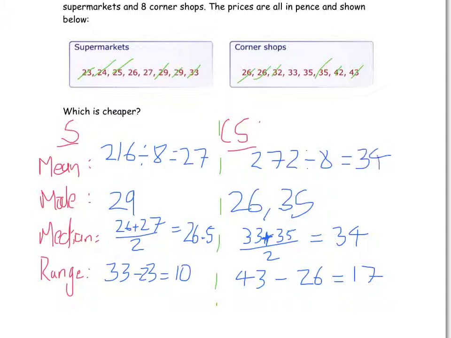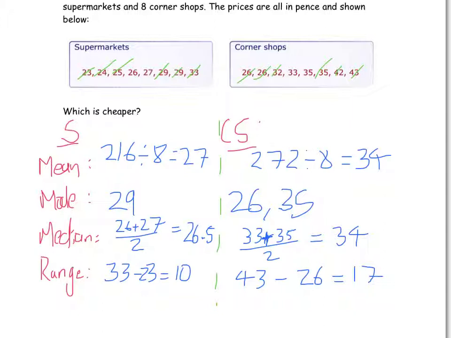So we were asked, is it the supermarkets or the corner shop which is cheaper for milk? Well, if we look at the mean for both, we see that the supermarket is 27p and the corner shop is 34p. So the mean shows that the supermarket is cheaper for milk. If we look at the mode, well, we have 29 for the supermarket and 26 or 35 for the corner shop. So on that one, you'd probably still say that the supermarket is cheaper because it has a 1 at 29, whereas one is at 35p, which is quite a lot more than the 29p.